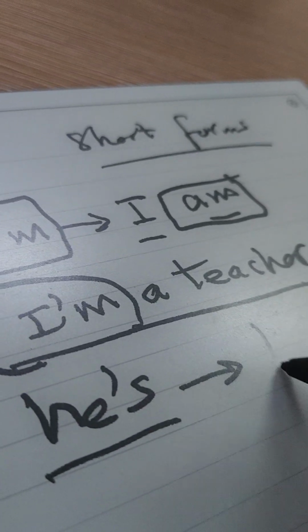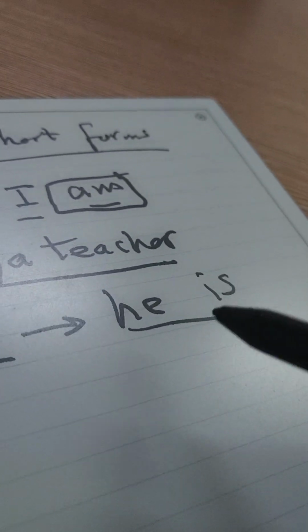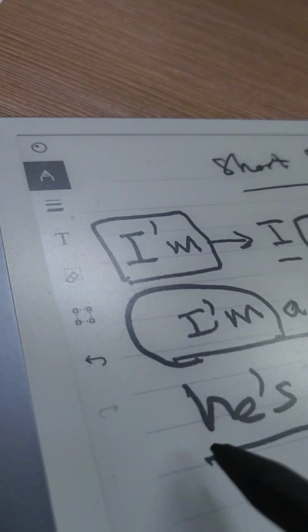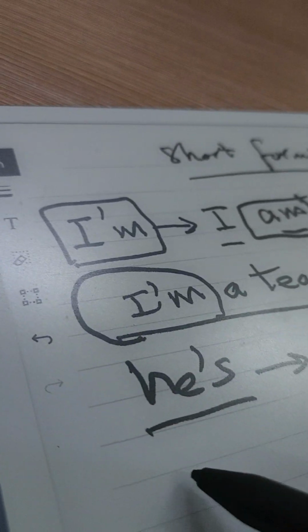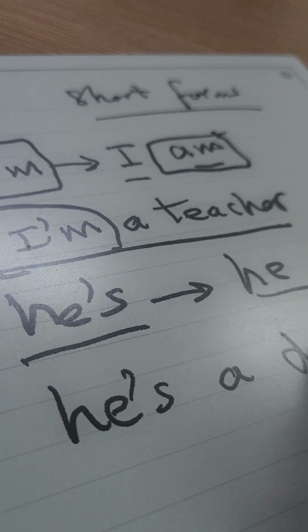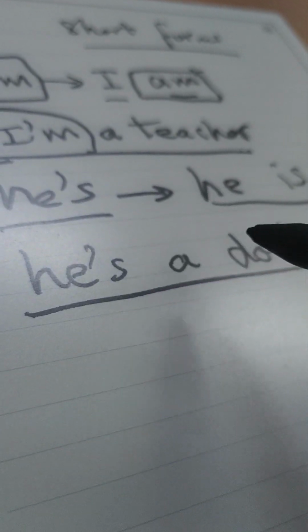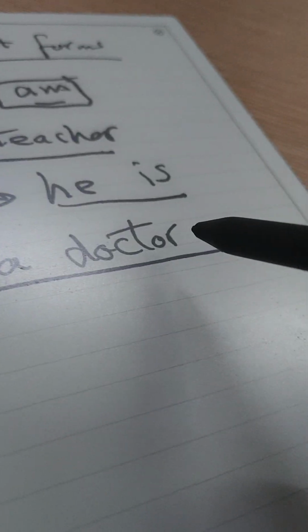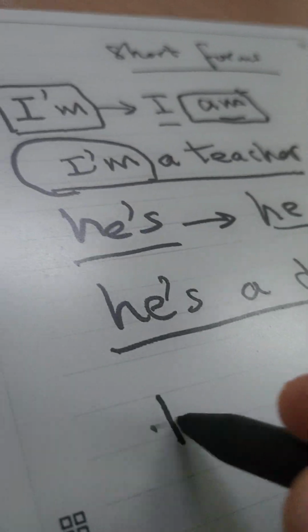So this one is he is. So is it correct to say he is? He is. That's wrong. He's. So what is this one now? What can I say here? He is a doctor. No, he's a doctor. He's a doctor. He's a doctor. He's. He's. Okay, that's great. What about this one?